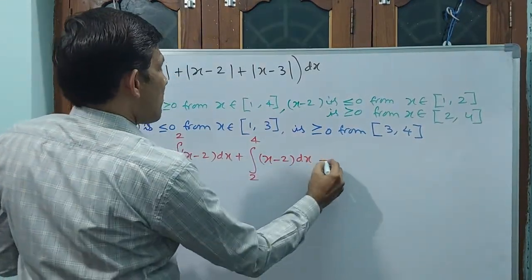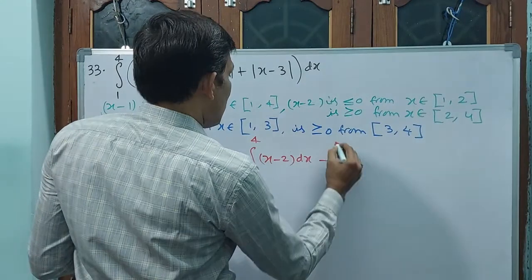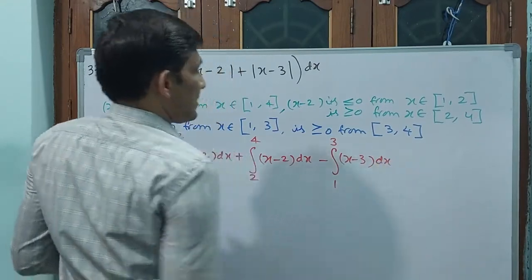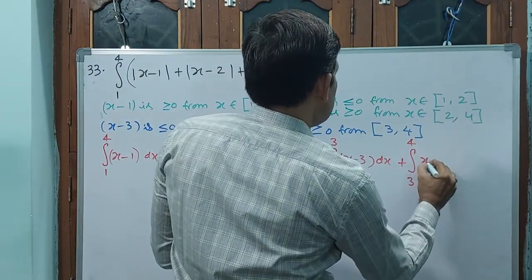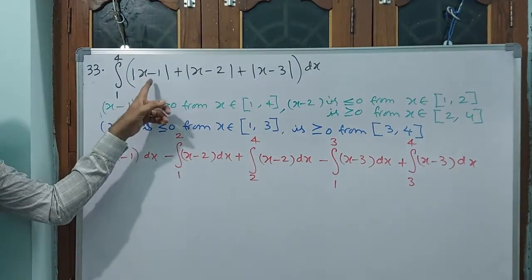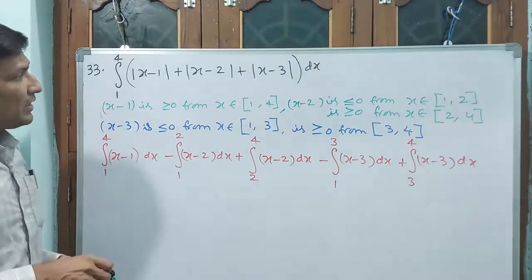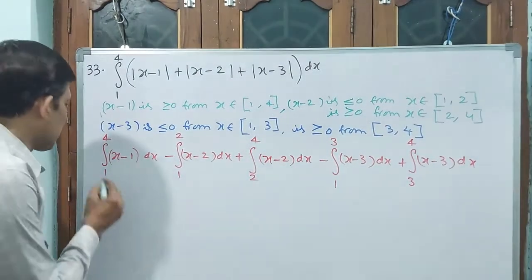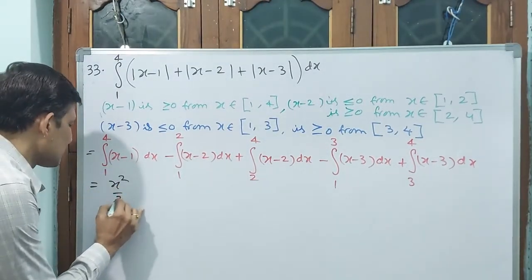Okay. Again minus you keep. Why? Because x minus 3 is minus there. Less than. Integral 1 to 3 x minus 3 dx. Again 3 to 4 plus integral 3 to 4 x minus 3 dx. You see how many integrals now it has become? Earlier they had been only 3, but now it has become 1, 2, 3, 4, 5. 5 integrals this has become. This is called concept. Okay. Let us proceed. Now it is easy to perform this integration. Okay. X square by 2 minus x.